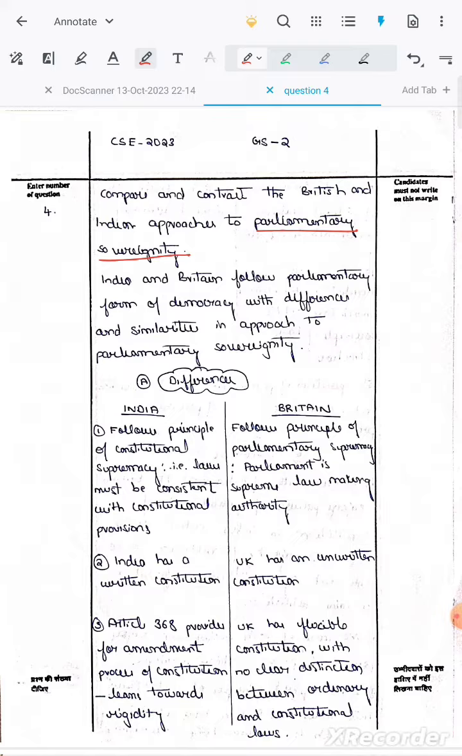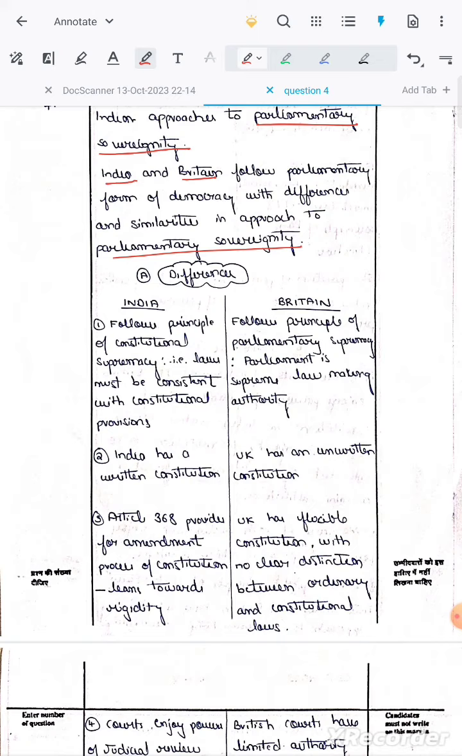So over here the introduction can be: India and Britain follow the parliamentary form of democracy with differences and similarities in approach to parliamentary sovereignty. See, I have not defined parliamentary sovereignty in the introduction, because if I define it over there, then I'll not be able to write the same thing in the body of the answer.